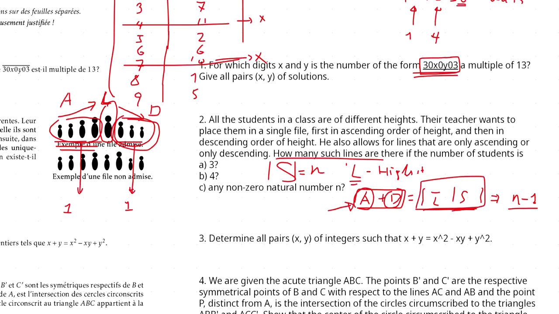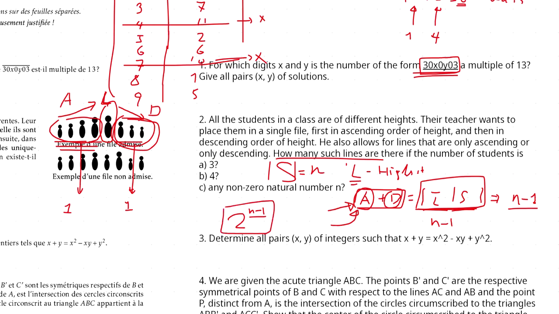Since this set has n minus 1 elements, the number of subsets is 2 to the power of n minus 1, right? Because for each element, there are two ways: join A or not join A. So for each element, there are two ways. So in total for n minus 1 elements, there are 2 to the n minus 1 power of different ways. So 2 to the n minus 1 is the answer.